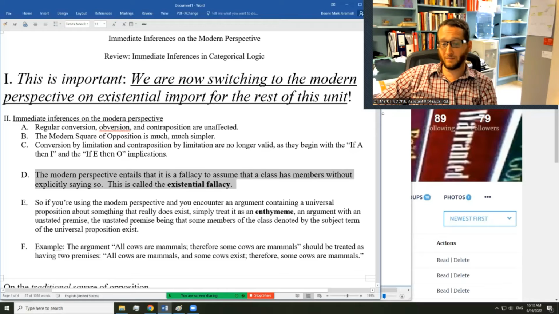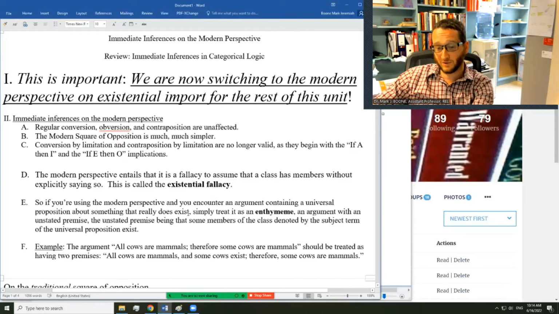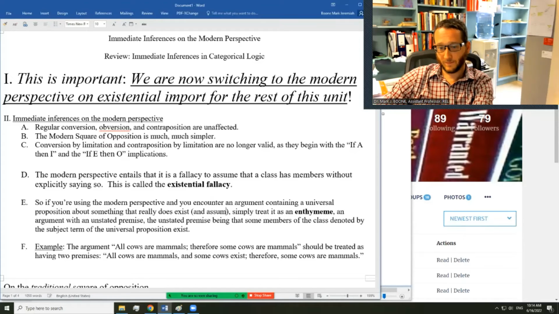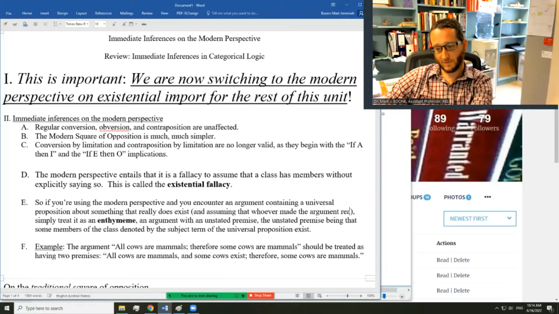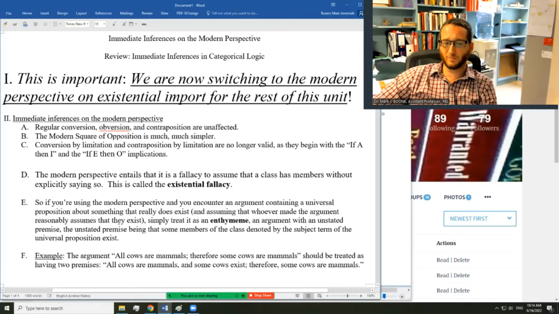Now, this doesn't have to mean all that much. As I said in the video on existential import, if you're using the modern perspective and you encounter an argument that contains a universal proposition that's about something that really does exist, and also assuming that whoever makes the argument is reasonably assuming that they exist, then just treat the argument as an enthymeme. An enthymeme is an argument with an unstated premise.